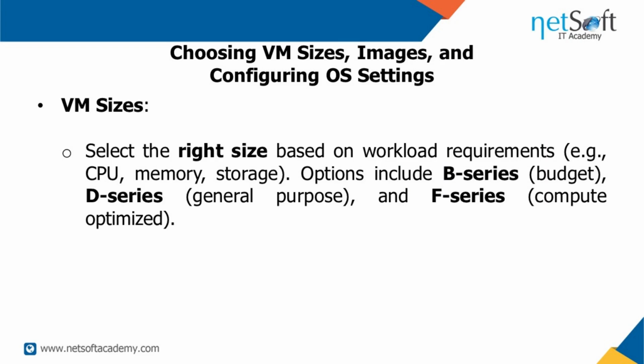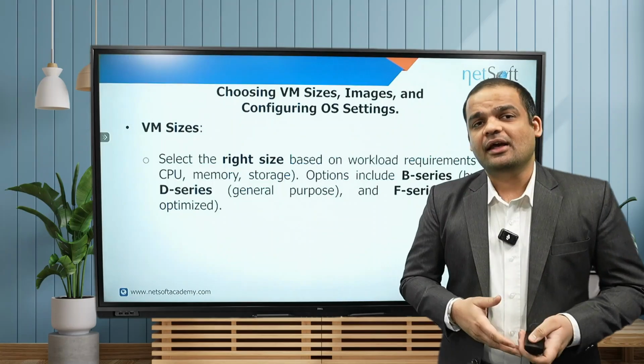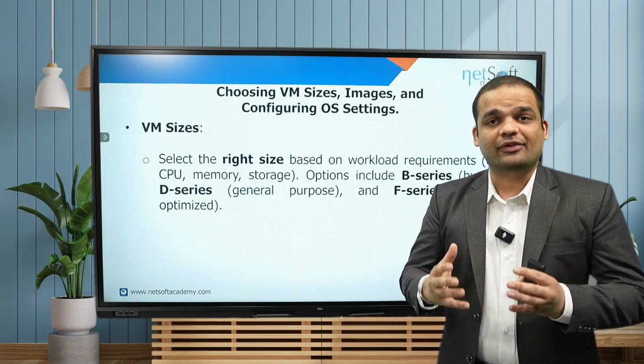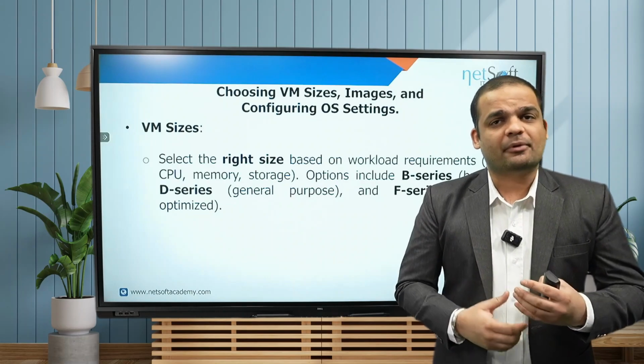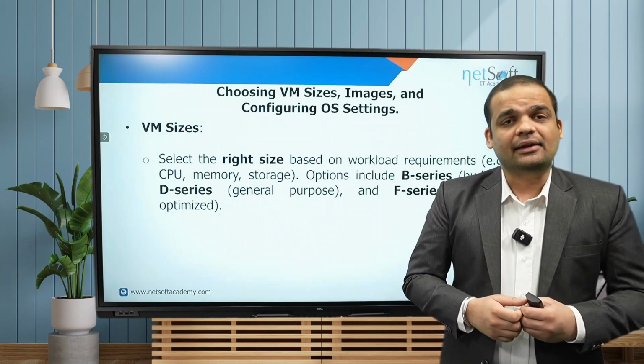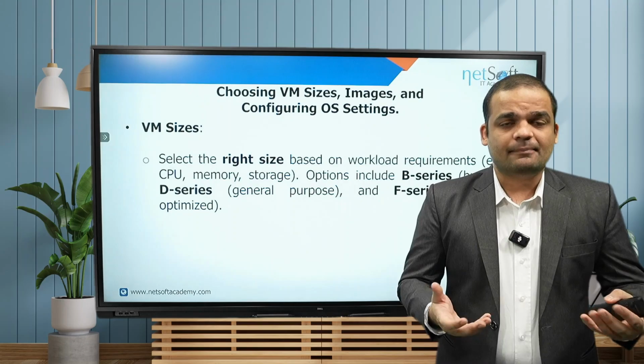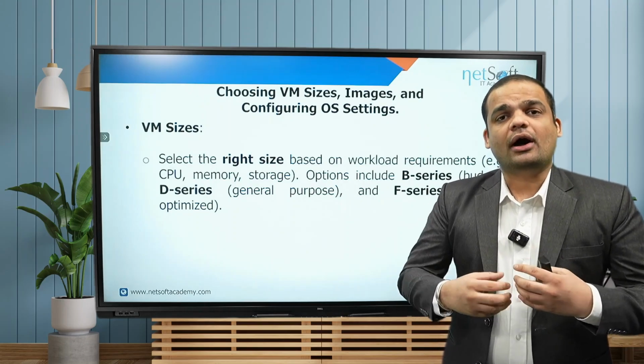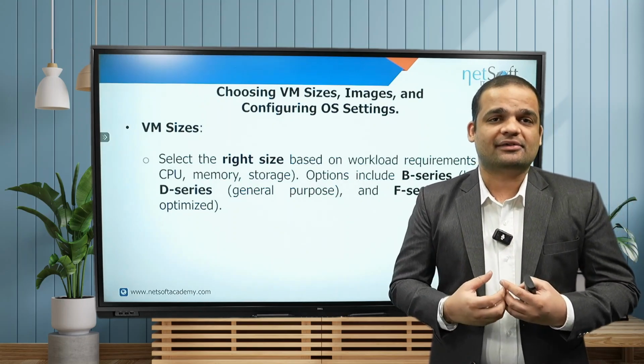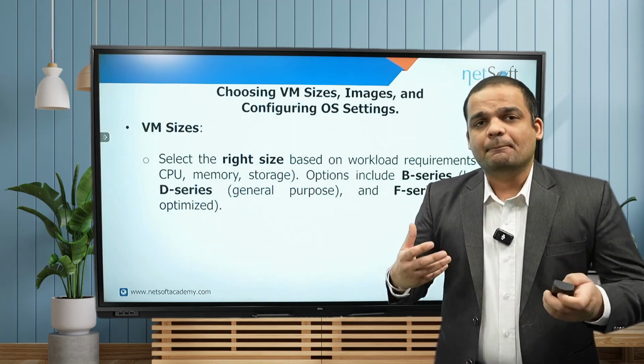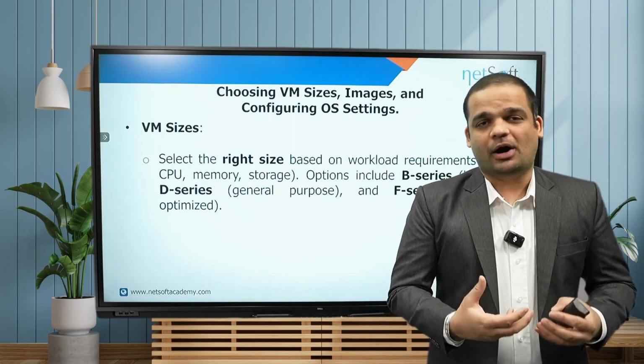Selecting the right size is crucial based on your workload. For instance, B series, that is Bravo series, is great for budget-friendly options. D series, Delta series, is a general purpose VM that is balanced for performance and cost. Then there's one more, that is F series. That is actually for high compute optimized workloads, which need more raw CPU power.